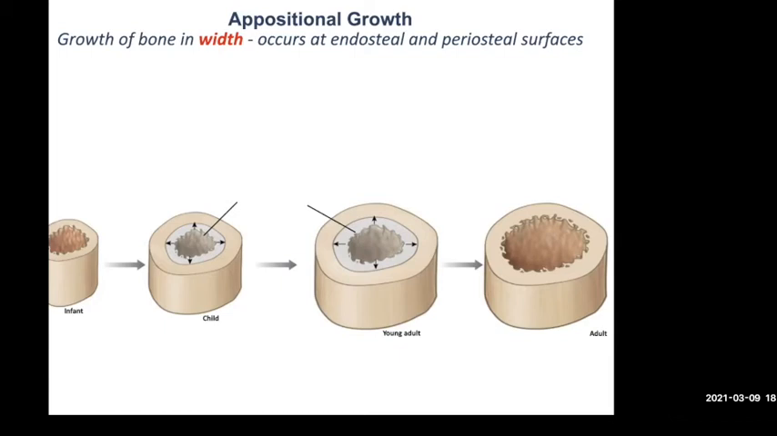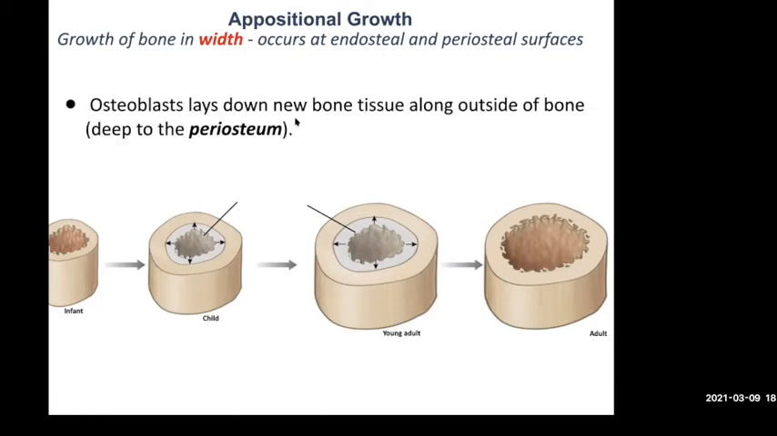So as it grows longer, you also have to widen, thicken the bone right there. This is called the widening of the bone. It's called appositional growth versus interstitial growth. And this is occurring on the outside over here, as well as around the endosteal covering around the bone right over there. So basically what's happening here is osteoblasts are going to lay bone around the outside here.